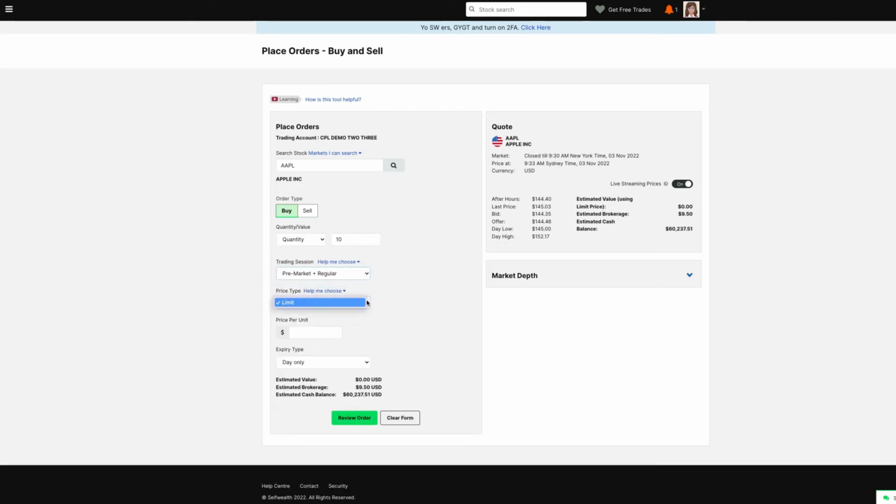When selecting the price type, it's a little different to placing a regular order. Unlike in the regular trading session, only limit orders are available when trading the pre-market session. This is due to the potential for higher spreads and volatility during the pre-market session. Enter your limit price in the box below. Just as a reminder, for a buy order, your limit is the maximum price you're willing to pay per share, while for a sell order, it's the minimum price you're willing to accept.